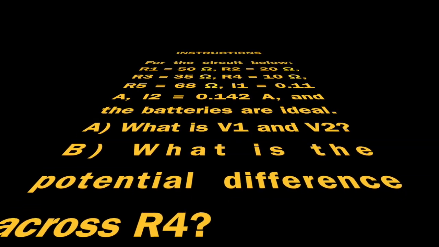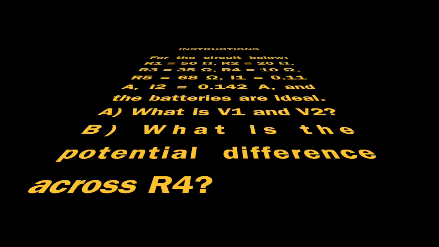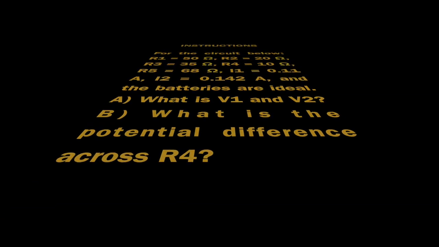Part A asks, what is V1 and V2? Part B asks, what is the potential difference across R4?